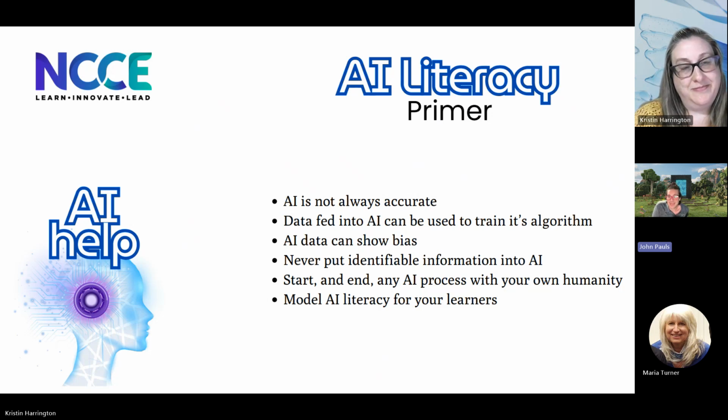We want you to remember that AI is not always accurate. The data fed into AI via our prompts can be used to train the algorithm. That means we don't want to put any proprietary information in. We don't want to put student names in. We want to be as safe as possible with our data, our students' data, and the resources we have in our classes. AI data can show bias. This just means we have to look at the output with a keen eye and evaluate, is it representative of our students and their shared experiences?